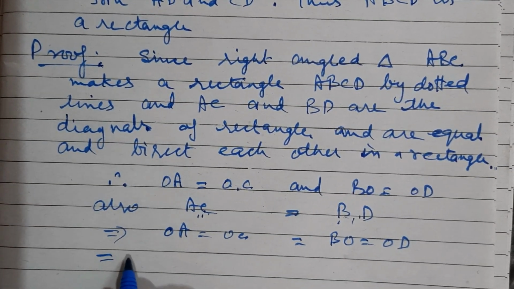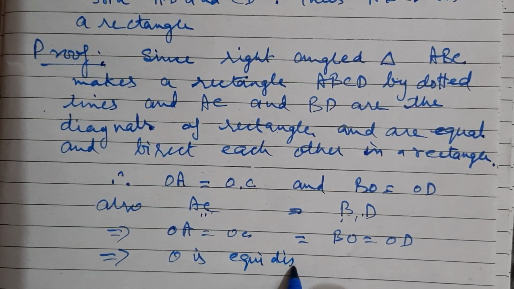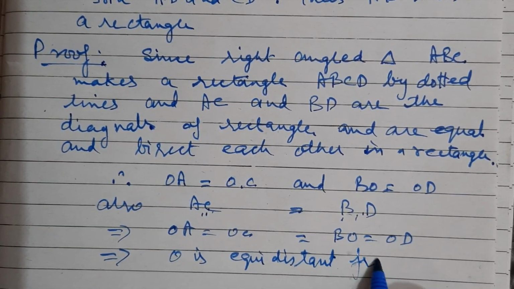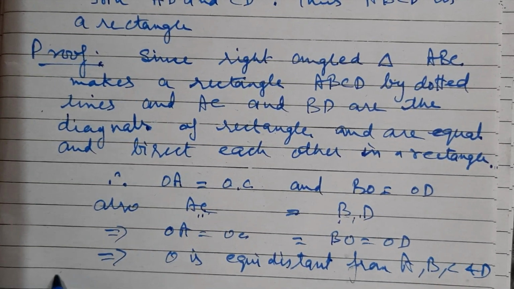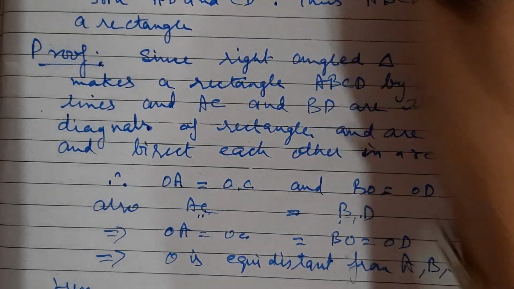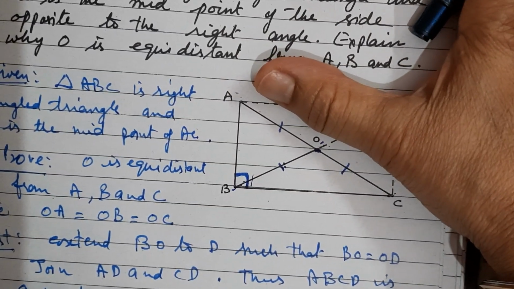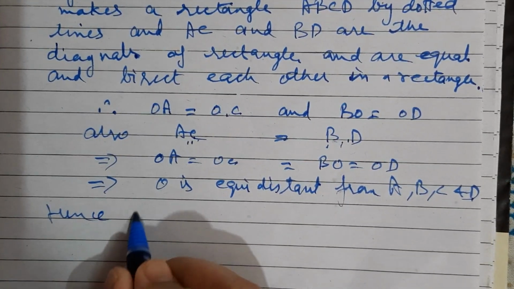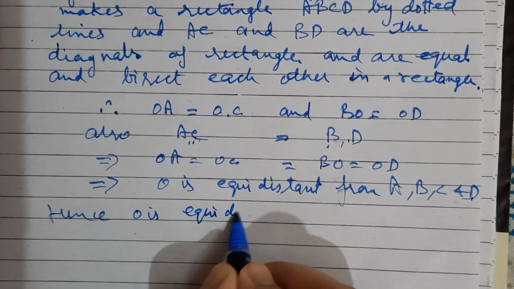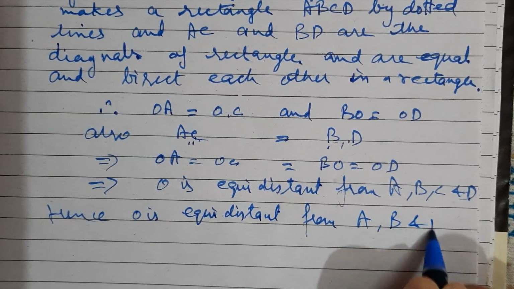This implies to O is equidistant from A, B, C and D, all 4 points. Hence, but D is the helping point which we have used here. This is extra only for our help to prove, to tell that O is equidistant from ABC. So only we have to tell, or hence O is equidistant from A, B and C.